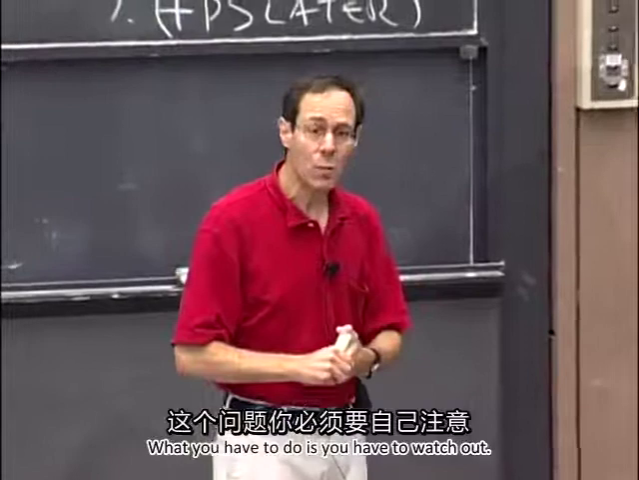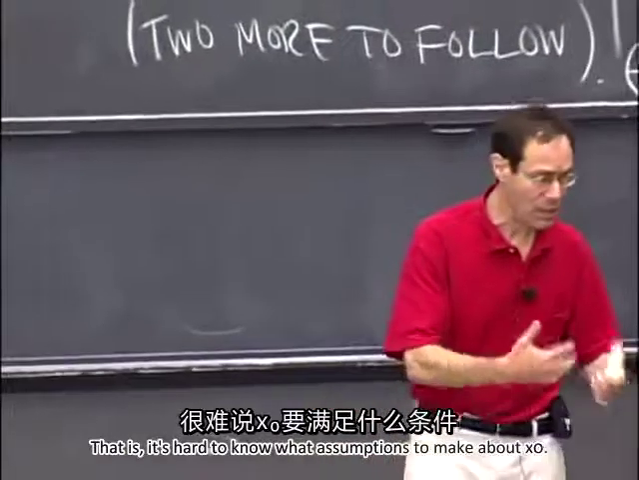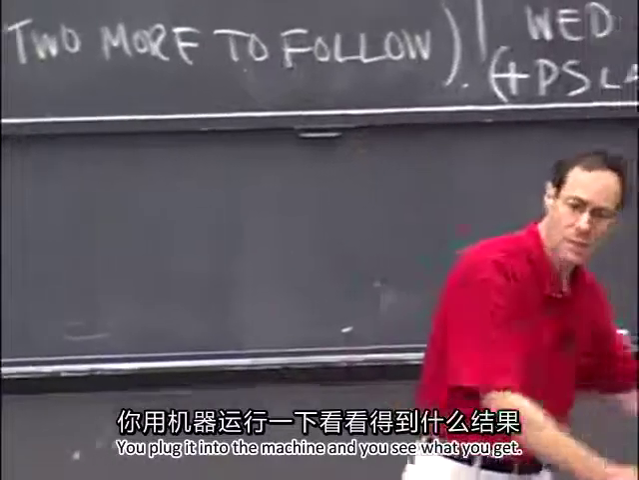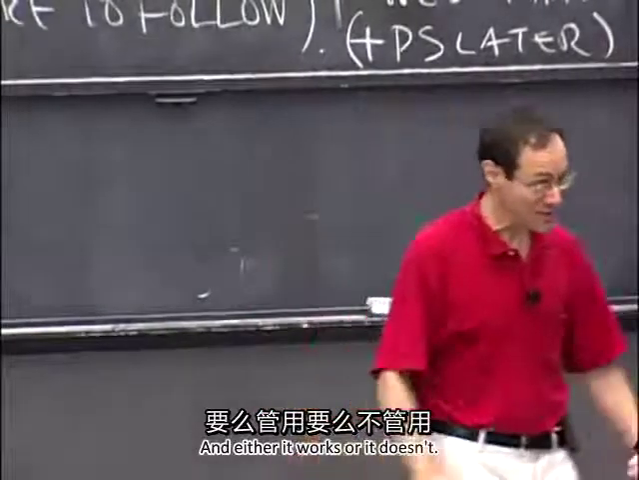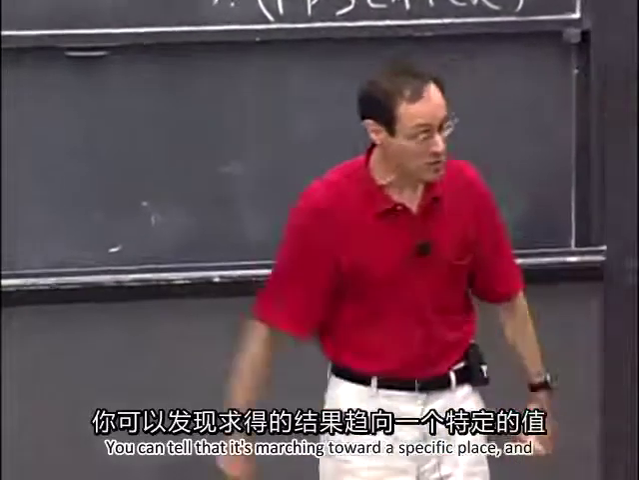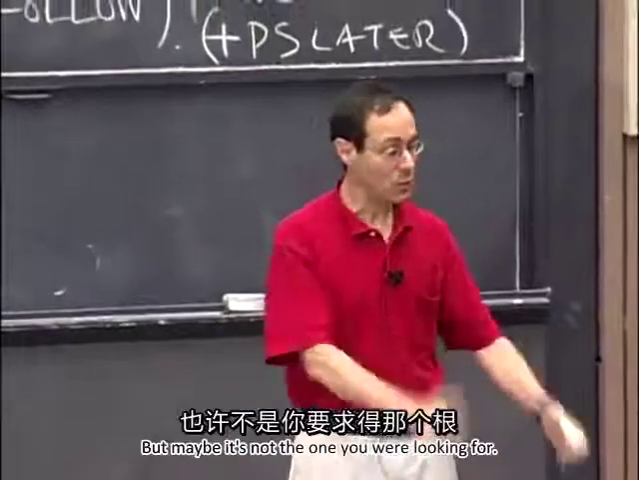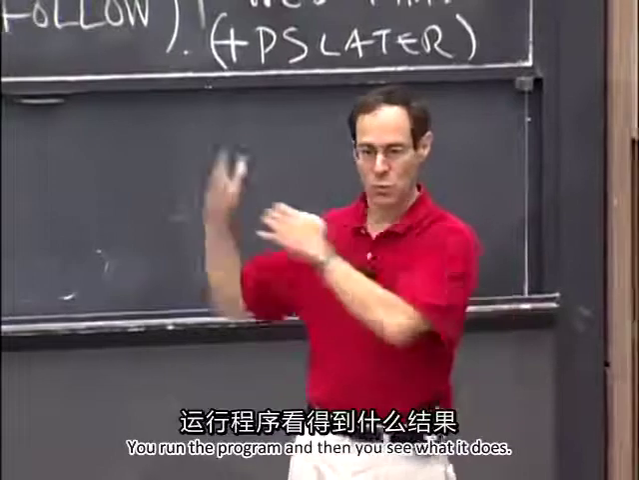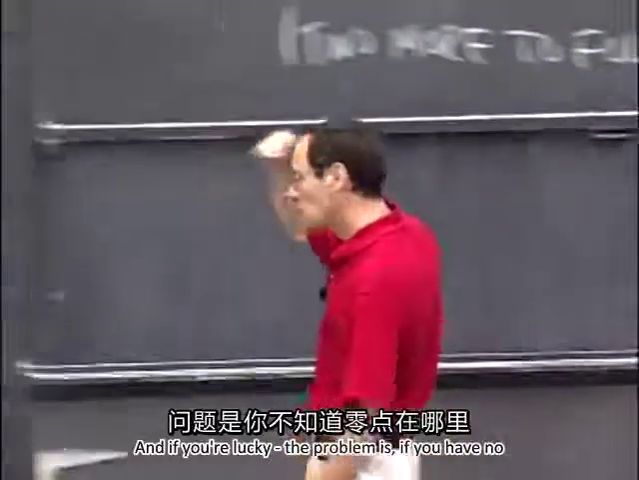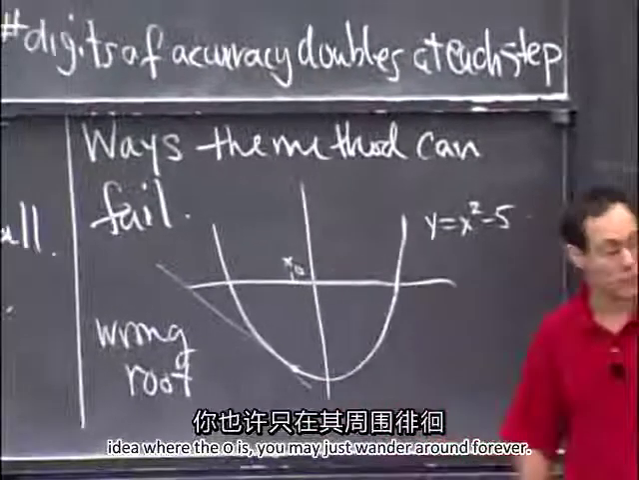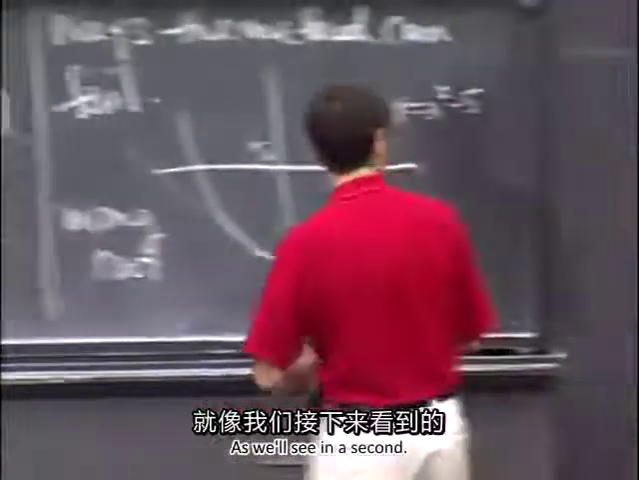What you have to do is watch out. It's hard to know what assumptions to make about x0. You plug it into the machine and you see what you get, and either it works or it doesn't. You can tell that it's marching toward a specific place, and you can tell that place is probably a 0, but maybe it's not the one you were looking for. So in other words, you have to use your head. You run the program and then you see what it does. And if you have no idea where the 0 is, you may just wander around forever, as we'll see in a second.